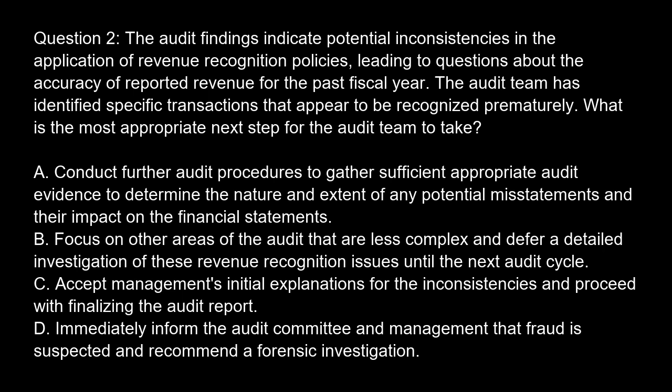Option A. Conduct further audit procedures to gather sufficient appropriate audit evidence to determine the nature and extent of any potential misstatements and their impact on the financial statements. Option B. Focus on other areas of the audit that are less complex and defer a detailed investigation of these revenue recognition issues until the next audit cycle. Option C. Accept management's initial explanations for the inconsistencies and proceed with finalizing the audit report. Option D. Immediately inform the audit committee and management that fraud is suspected and recommend a forensic investigation.